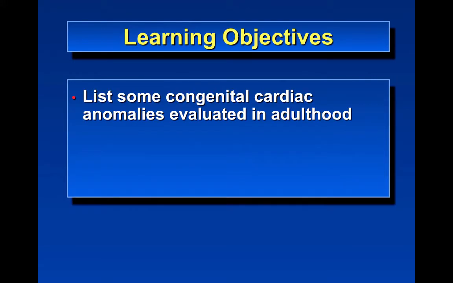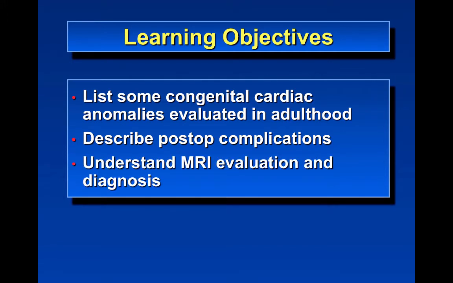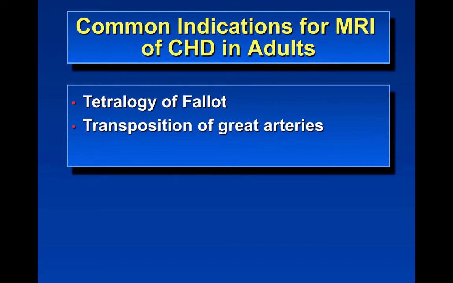So the learning objectives today are to list some congenital cardiac anomalies that can be evaluated in adulthood, to describe postoperative complications in adult congenital heart disease, and to understand MR assessment and diagnosis of adults with congenital heart disease. So what are some of the more common indications for MRI of congenital heart disease? These are some of them that we do in our institution: Tetralogy of Fallot evaluation, especially in the postoperative setting, transposition of the great arteries, and coarctation of the aorta.